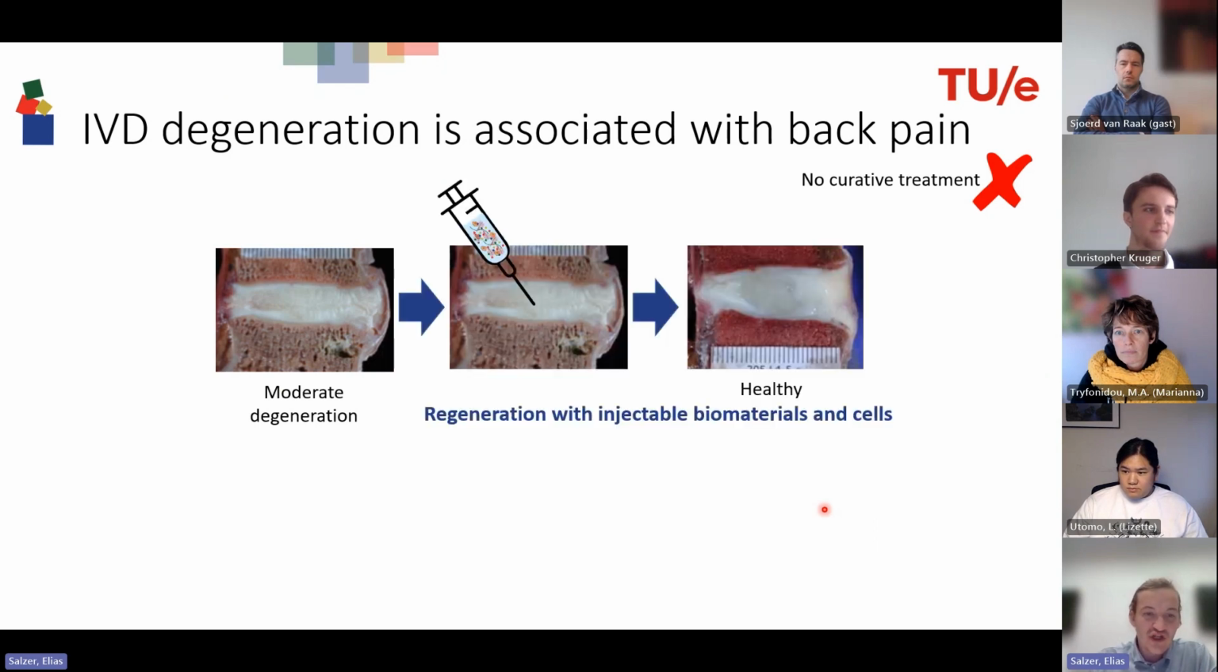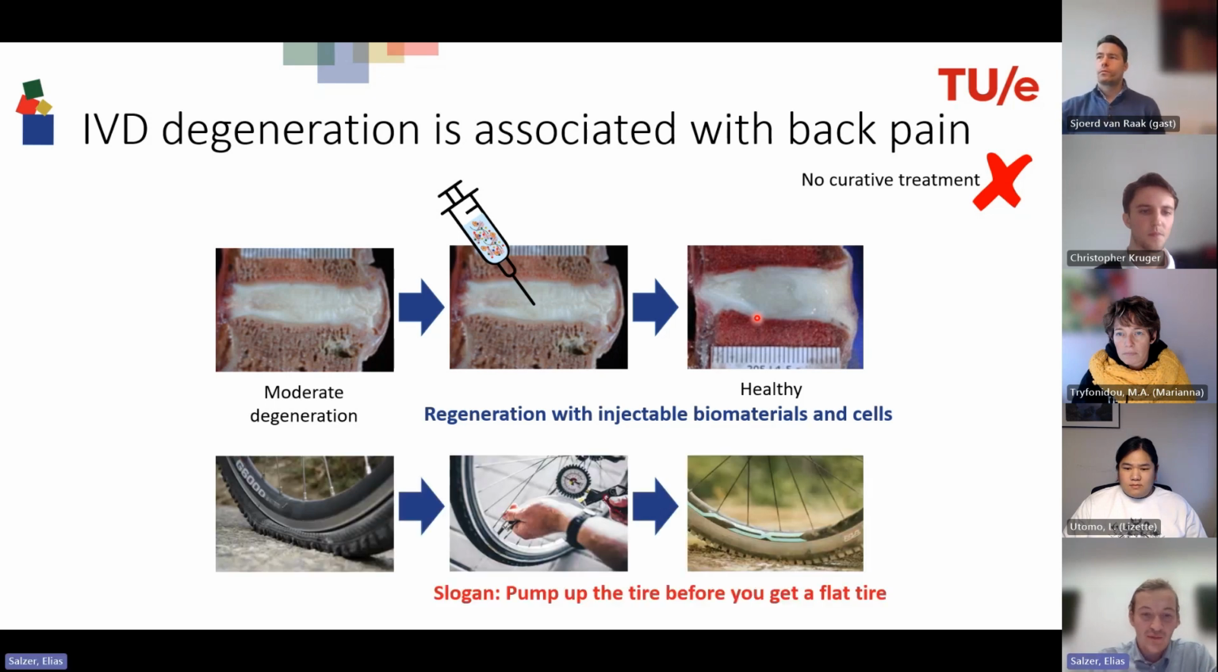So we want to regenerate the mild to moderately degenerated disc by injecting biomaterials and cells and thereby make it healthy again, or at least stop the progression that I introduced earlier. This is comparable to a bike tire with some reduced air, and the slogan would be to pump up the tire before you get a flat tire.